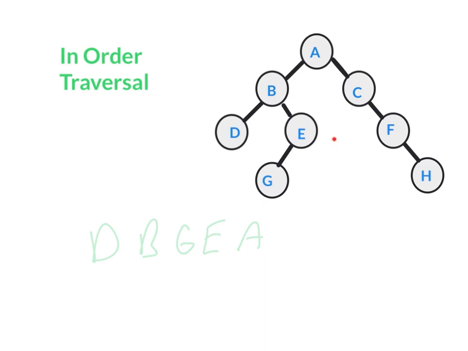Now this right subtree is pretty straightforward because nothing has a left subtree, so we're going to visit C. There's no left subtree, so we visit C first. Then in its right subtree, F doesn't have a left subtree, so we're going to visit it first. And then H has no children, so we're done. Visiting the right subtree of A: C, F, and H.